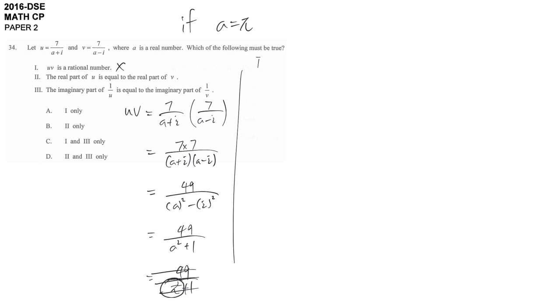The other part, statement 2. The real part of U is equal to the real part of V. So we have to rationalize, separating the real part and the imaginary part of U and also V, to compare. U is equal to 7 over A plus I. The operation is to rationalize. I can't accept I below the fraction line. So A squared plus 1, and then we have 7A minus 7I. That means the real part is 7A divided by A squared plus 1. And then we have the imaginary part.